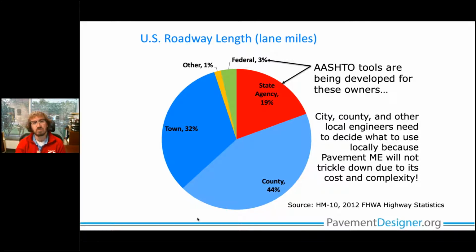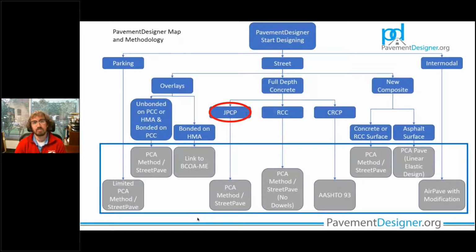that these tools, these AASHTO developed tools, are really meant for state and federal agencies. So you can see here that isn't a very big significant portion of the actual lane miles that we have out there that still need pavement design methodologies. So you can see for towns, cities, and counties, we have a big portion of our pavement network out there that still needs to be able to design pavements, and they're kind of getting left behind. That's why we have PavementDesigner.org. That's why we developed it.